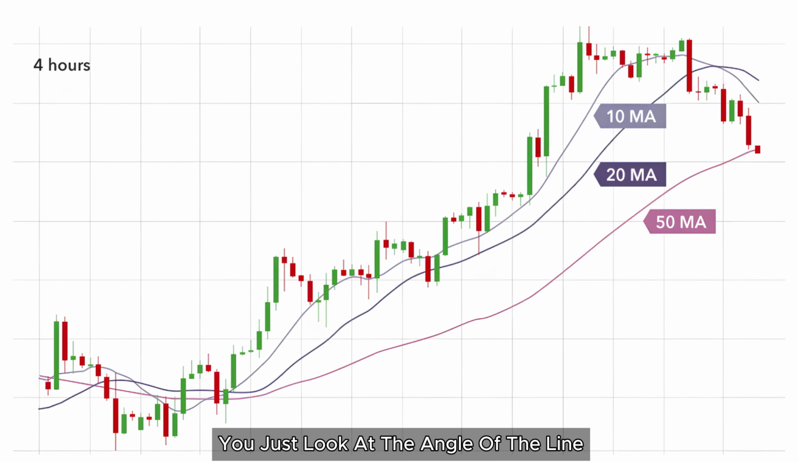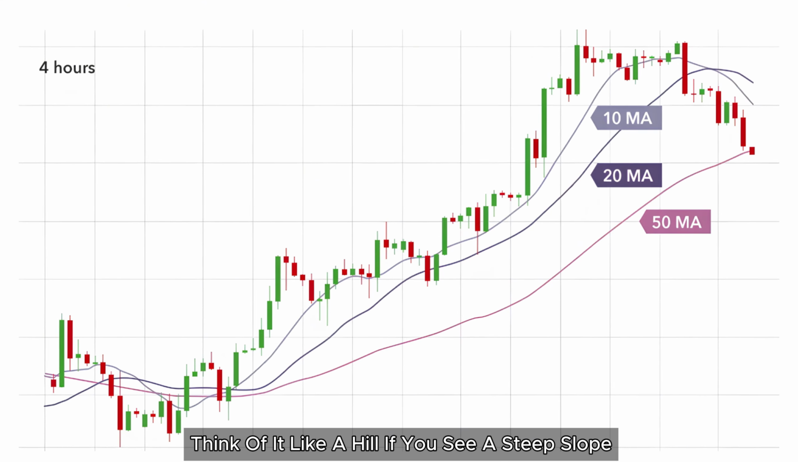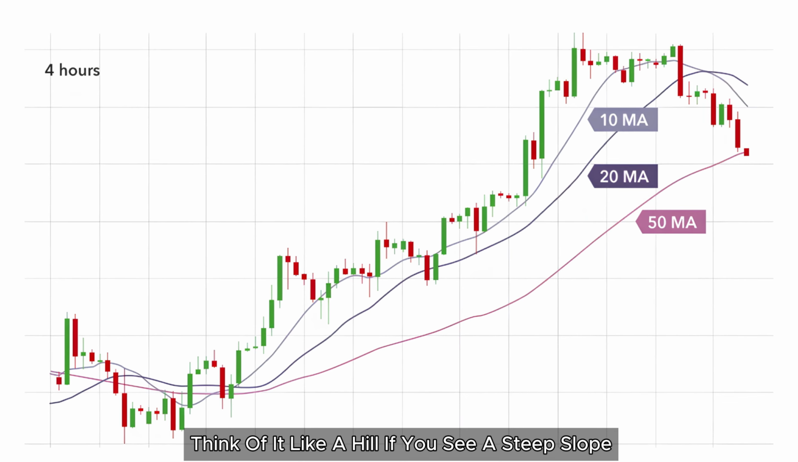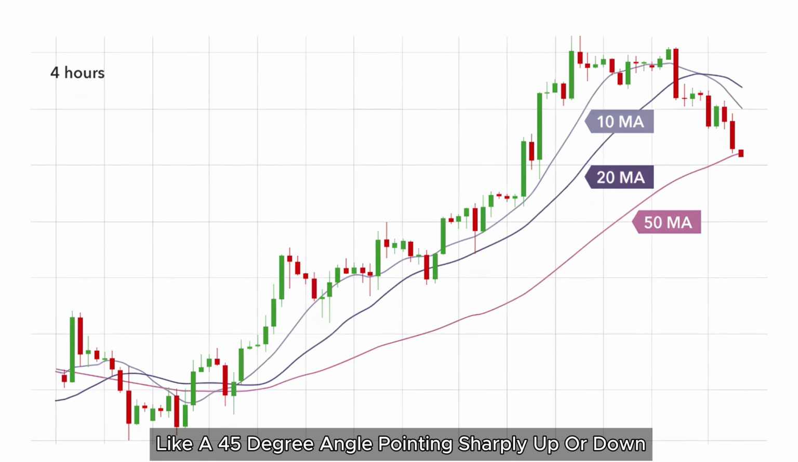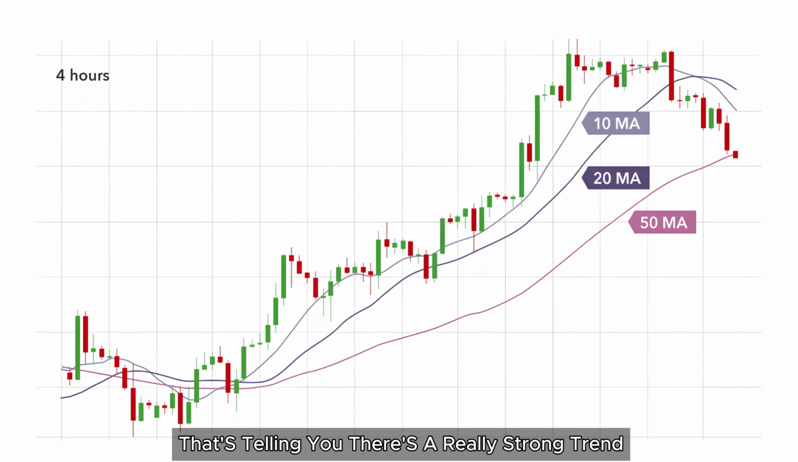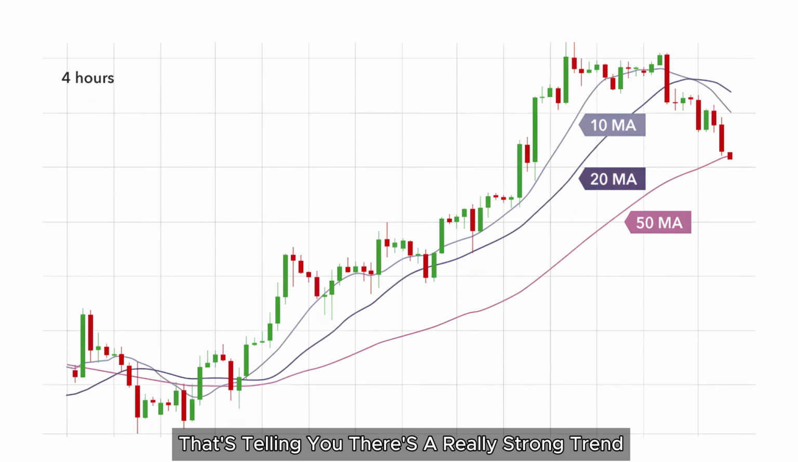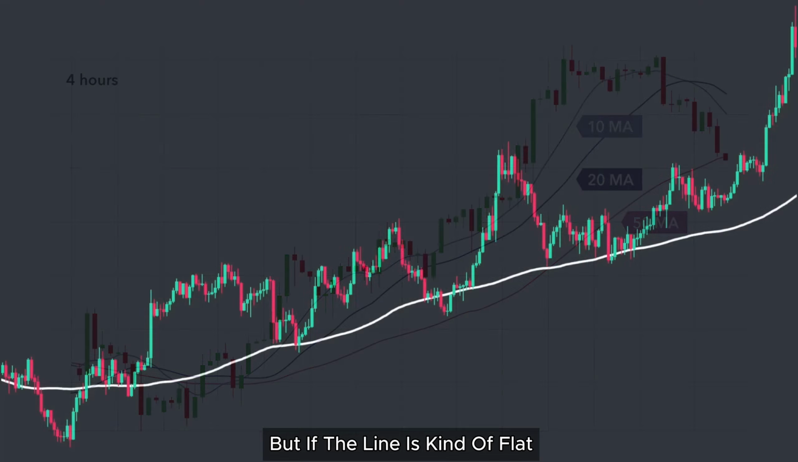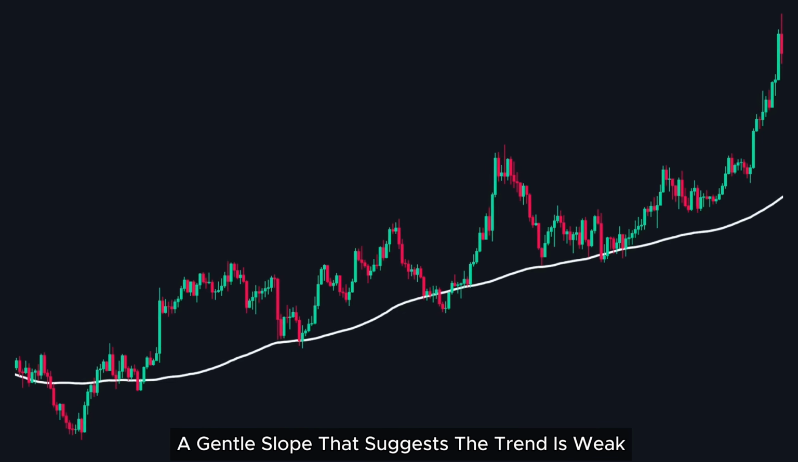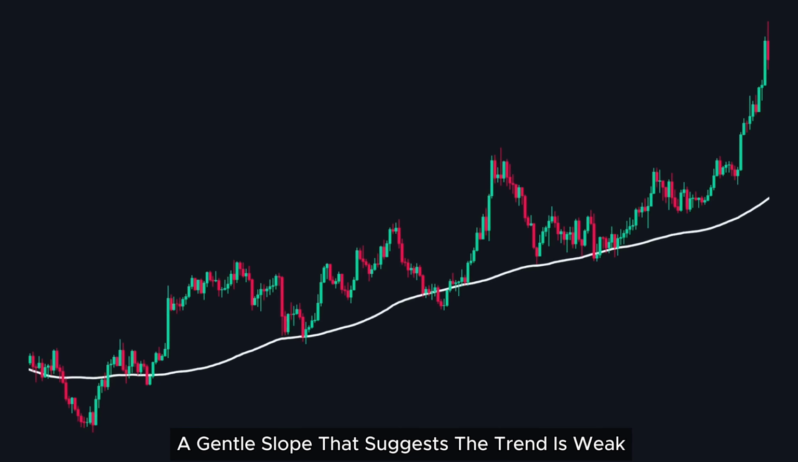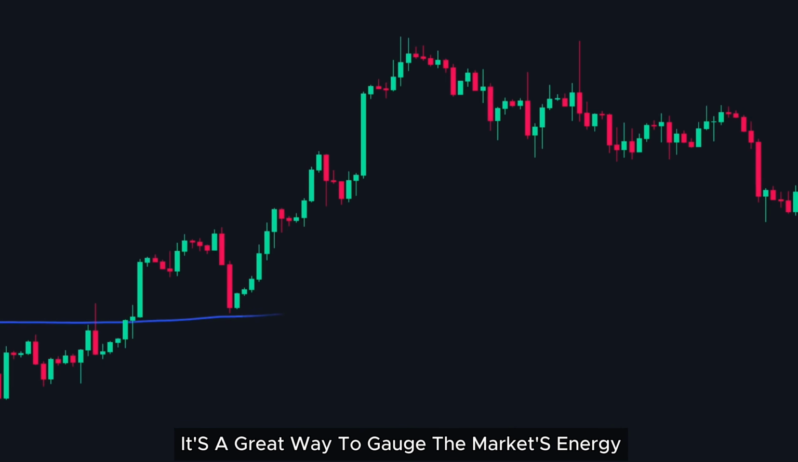You just look at the angle of the line. Think of it like a hill. If you see a steep slope, like a 45-degree angle pointing sharply up or down, that's telling you there's a really strong trend with a lot of power behind it. But if the line is kind of flat, a gentle slope, that suggests the trend is weak. It's a great way to gauge the market's energy.